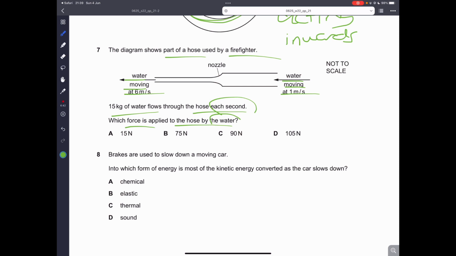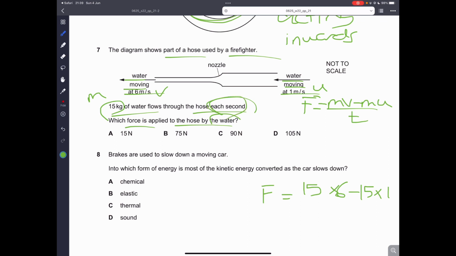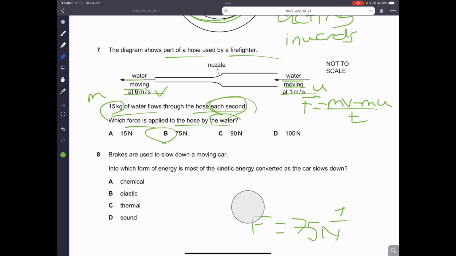To answer this question, we have to use the formula F equals mv minus mu over t to find the force. The mass is 15 grams, the final speed is 6 meters per second, and the initial speed is 1 meter per second. So 15 times 6 minus 15 times 1, and it says each second, so the time is 1. Therefore F is going to give us 75 newtons. Therefore B is the correct answer.